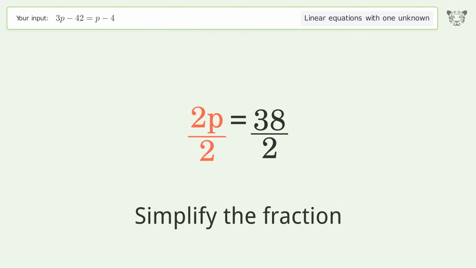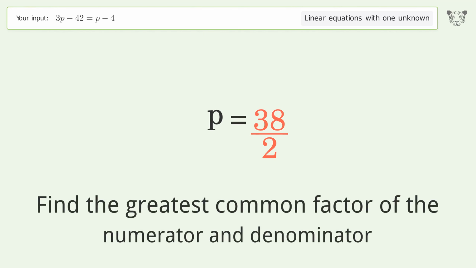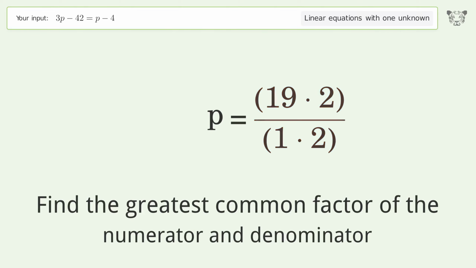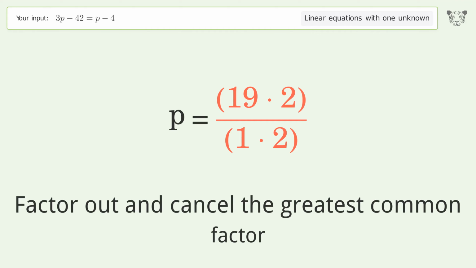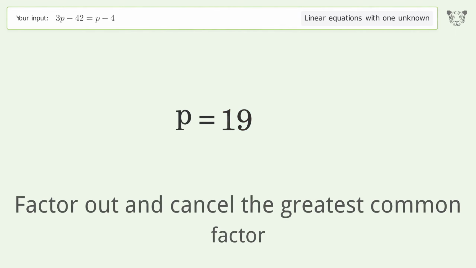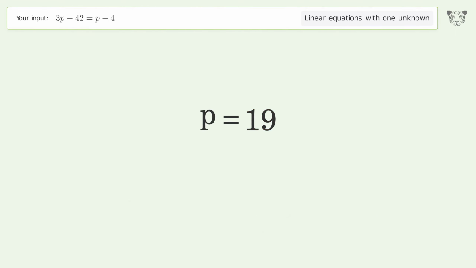Simplify the fraction. Find the greatest common factor of the numerator and denominator. Factor out and cancel the greatest common factor. And so the final result is p equals 19.